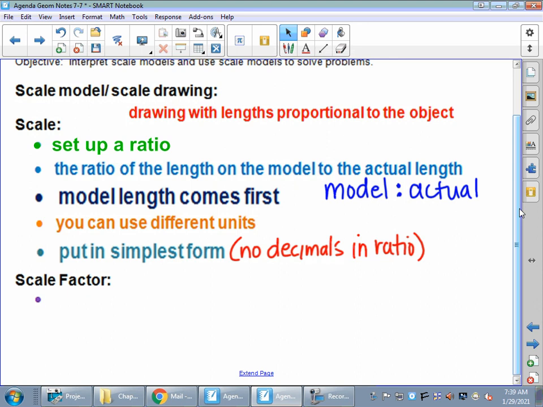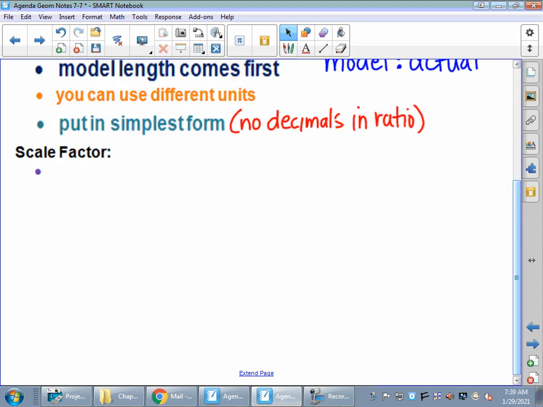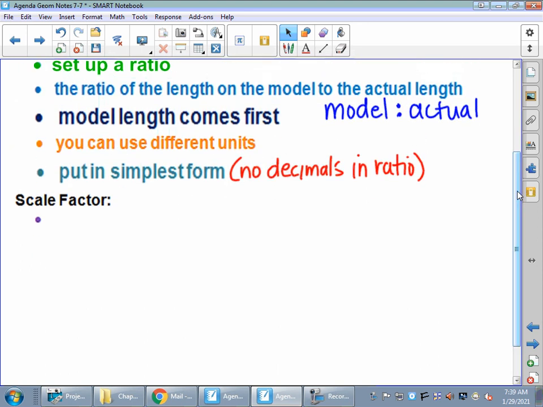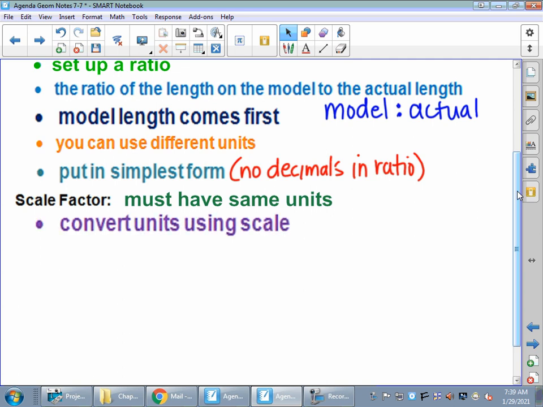Scale factor is slightly the same and slightly different. You know how we like to do that. First of all, scale factor must have the same units. So that's the difference. We can't have inches and miles. We have to have inches and inches, or miles and miles. So we need to convert units using our scale. We start with our scale, 1 inch is 100 miles, and then we convert.